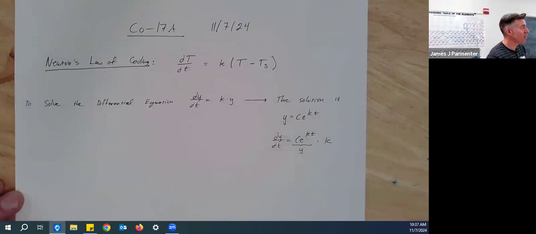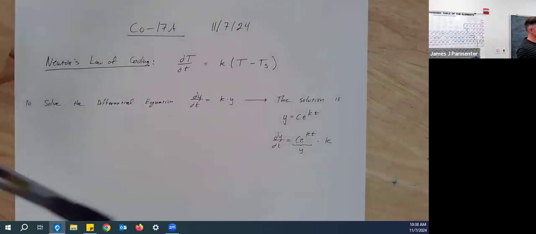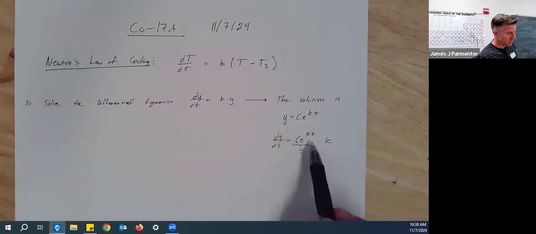The reason I'm mentioning this is because this is probably the most important differential equation you will see in 17B and 17C. A lot of what we do in 17C is based on this particular fact: the derivative of the function equaling a multiple of the function leads to the function being c e to the kt.